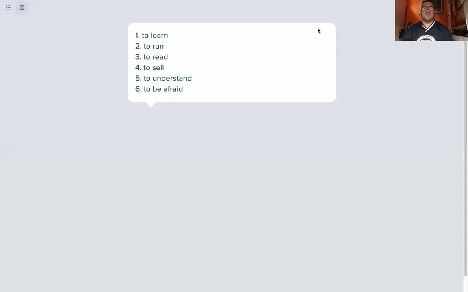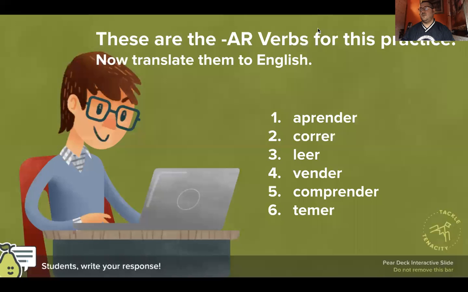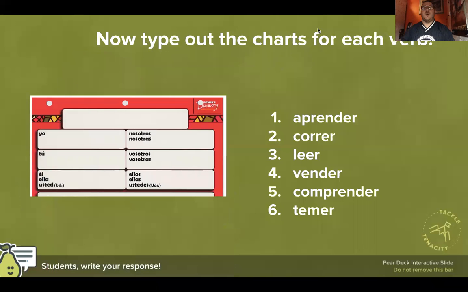Okay. So, aprender is to learn, correr is to run, leer is to read, vender is to sell, comprender is to understand, temer is to be afraid. Now I want you to put the words in the chart. So remember, drop the ER, keep the stem and add the correct endings.